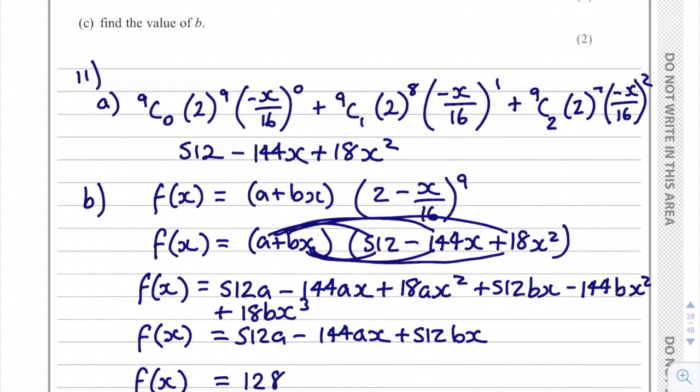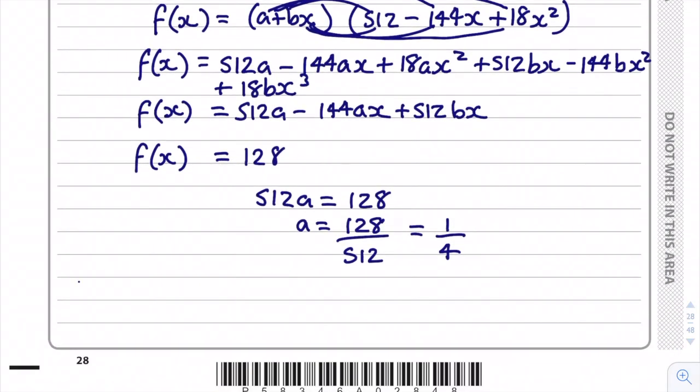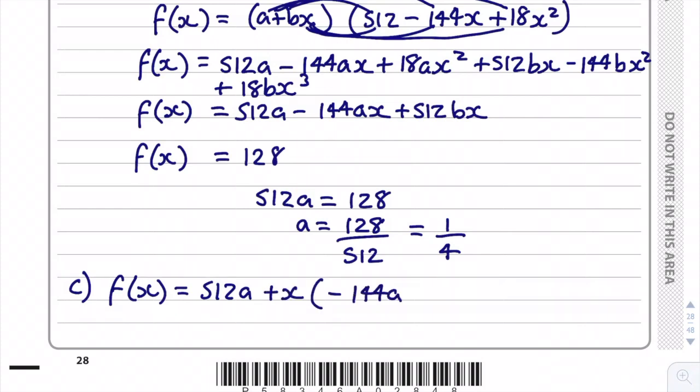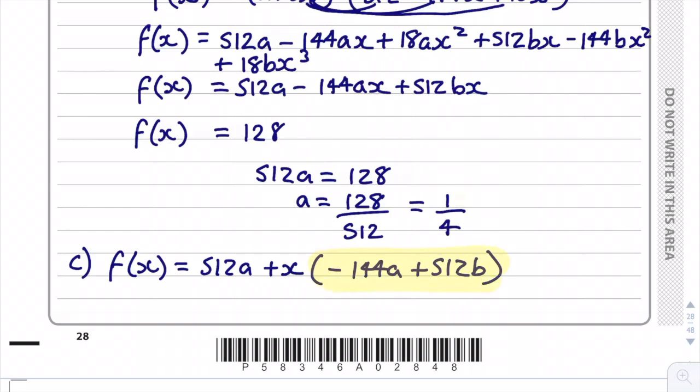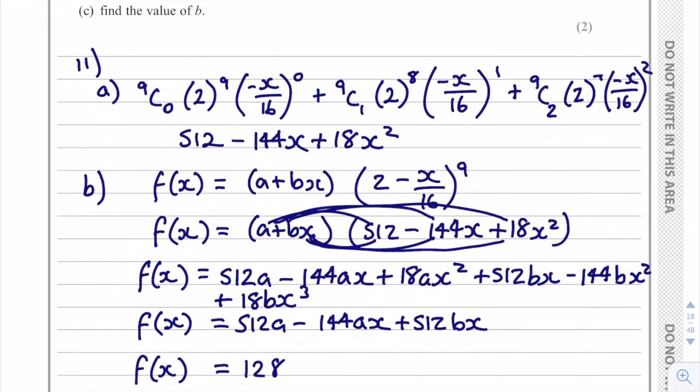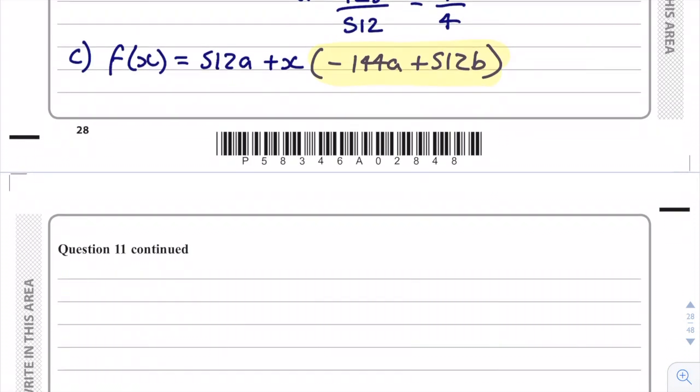Now we can do a similar thing for question C, where we have to find the value of b. So what we can do here is, if we simplify the coefficients of x, we've got f(x) equals 512a, and if I factorize out the x, I'll get plus x times (minus 144a plus 512b). Now, this bracket here is my coefficient of x. So I can equate coefficients, because I know that for the function, my coefficient of x is 36. So minus 144a plus 512b is equal to 36.